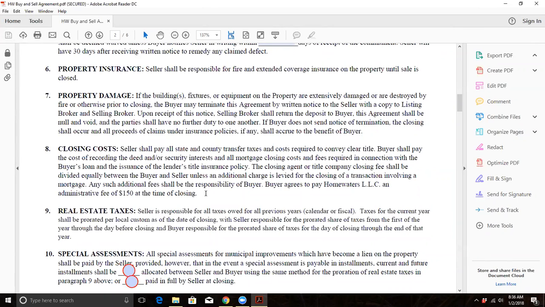So I'm going to just read through it and see if anybody has any question. Seller shall pay all state and county transfer taxes and costs required to convey clear title. Buyer shall pay the cost of recording the deed and or security interest and all mortgage closing costs and fees required in connection with the buyer's loan and issuance of the lender's title policy. Closing agent or title company fee shall be divided equally between buyer and seller unless an additional charge is levied for the closing of a transaction involving a mortgage. Any such fees shall be the responsibility of buyer.